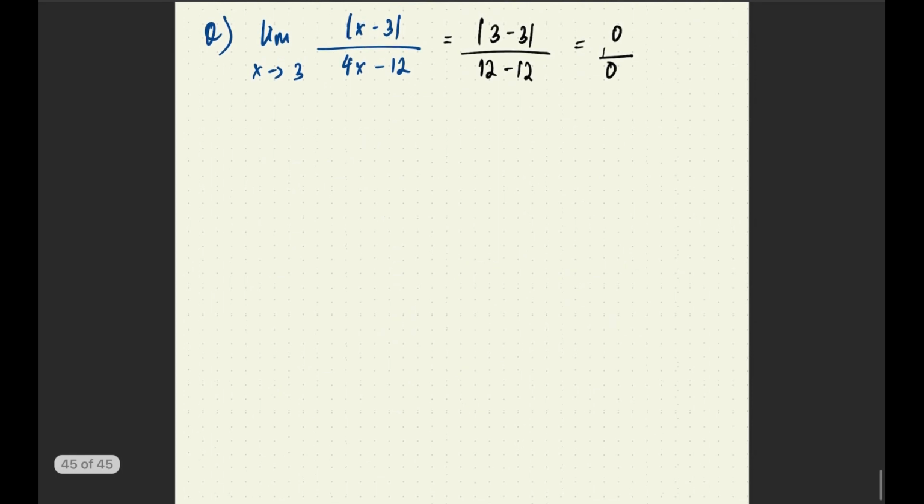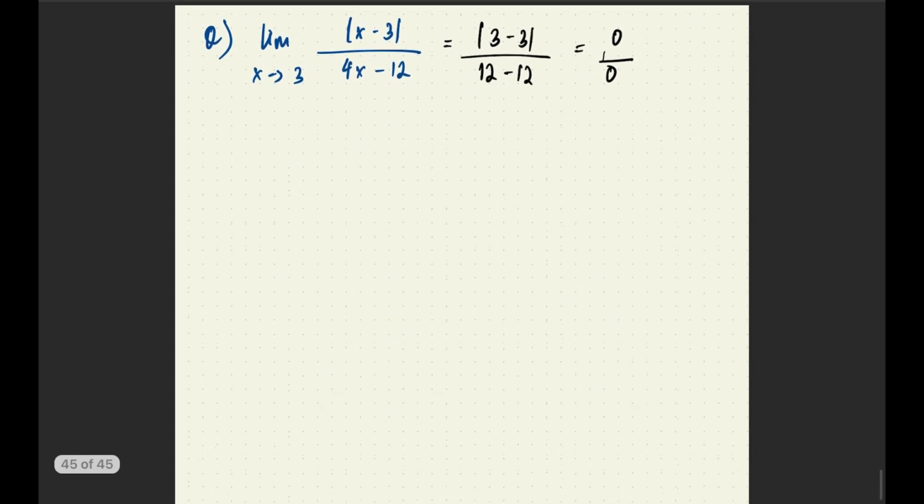So can we simplify, factor, or do anything as such in this case? We know the denominator can be factored, so we can factor 4x minus 12 to 4 times (x minus 3), right? But that really does not help us simplify the function and get rid of the indeterminate form. So that means that we now need to work with the absolute value.